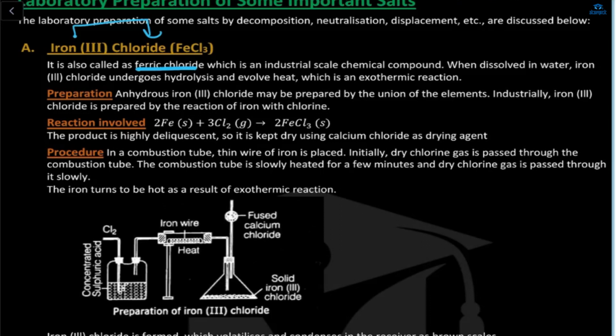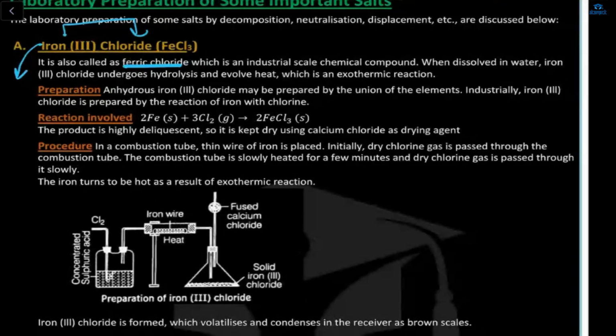Iron chloride is also known as what? Because one more name of iron is what? Ferrous, right? Ferric. So it is also called ferric chloride, which is an industrial scale chemical compound used in many industries.